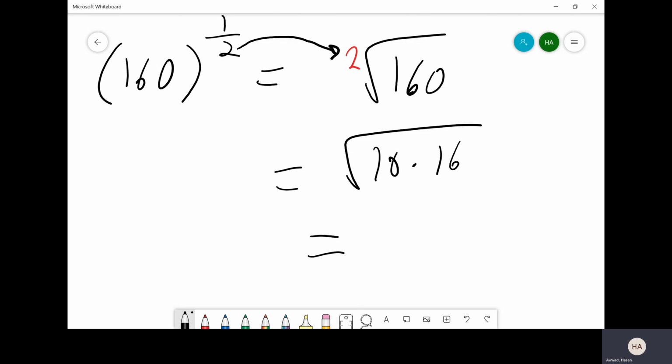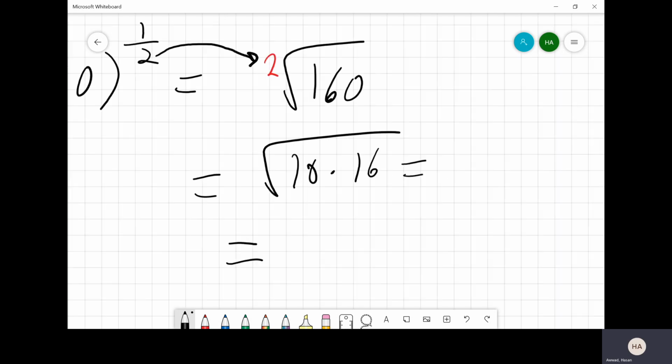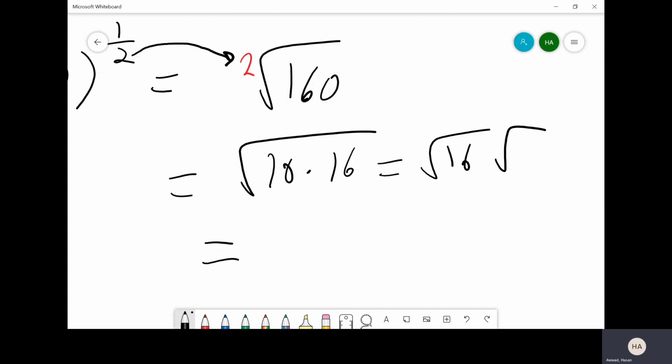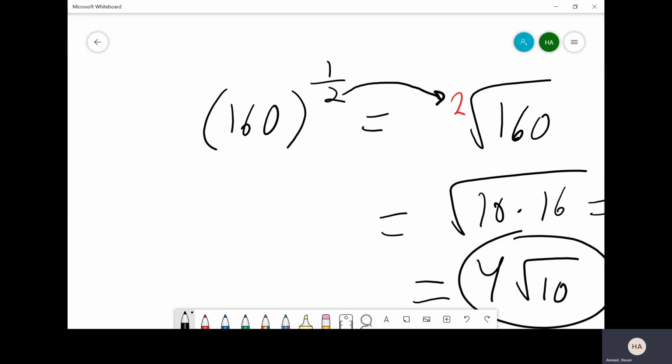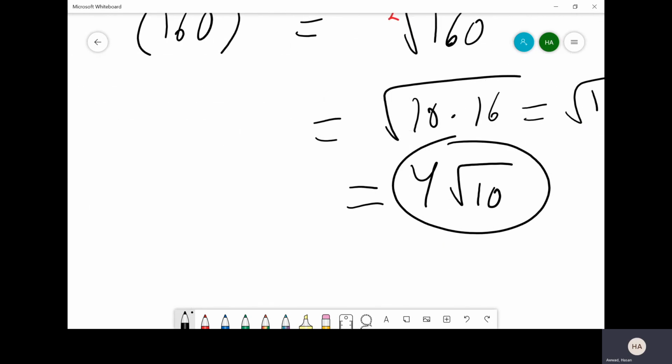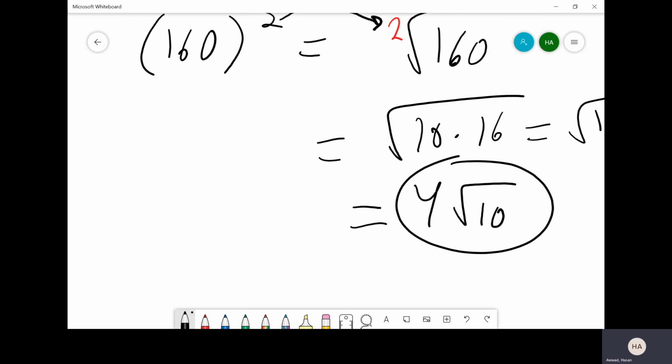And then we can simplify this by splitting them into their own individual boxes, right? Square root of 16 times the square root of 10. And then we know that we get 4 times the square root of 10. And that's your answer. So you see, we started with a rational exponent, and then we converted it to a radical because it was a little easier to understand in that way. But they mean the exact same thing, and hence we can say that these are equivalent. So 160 to the 1/2 power is the same thing as 4 times the square root of 10. Okay, so that is your first example.